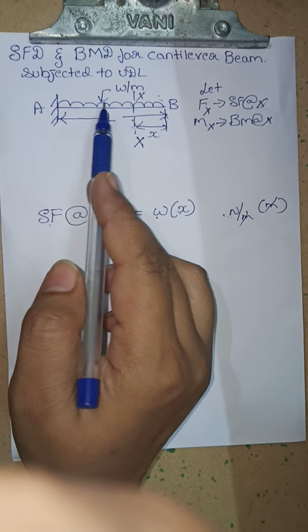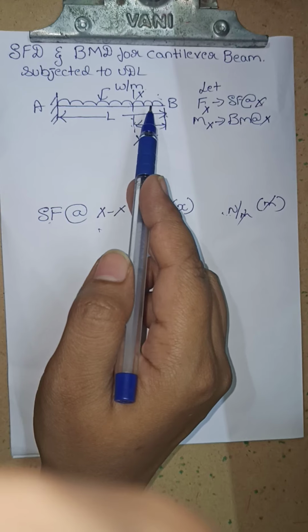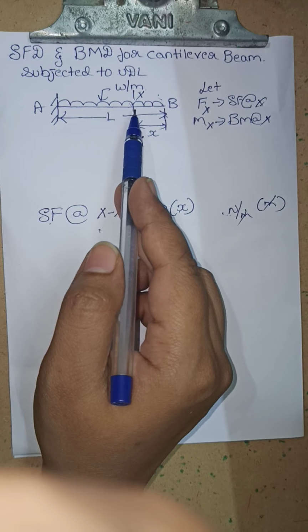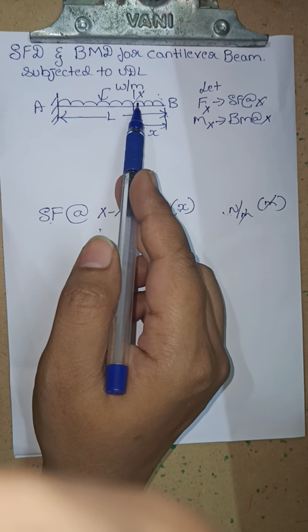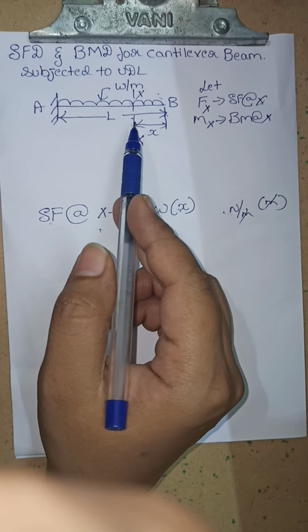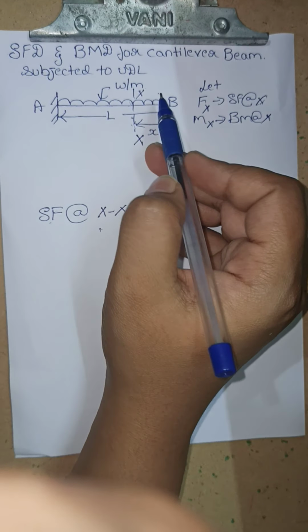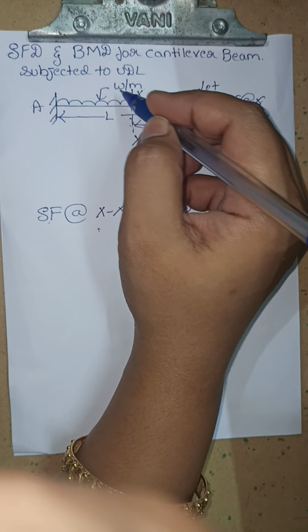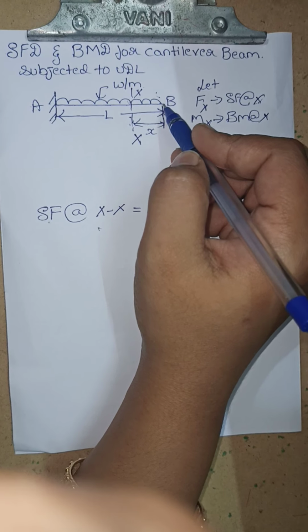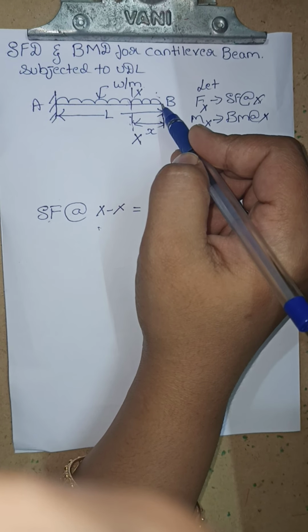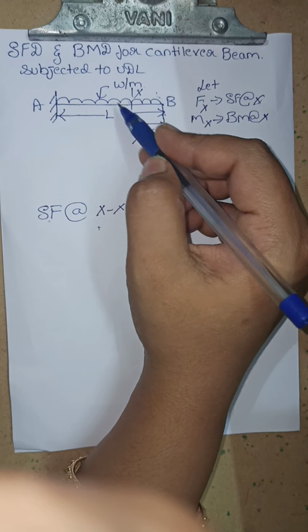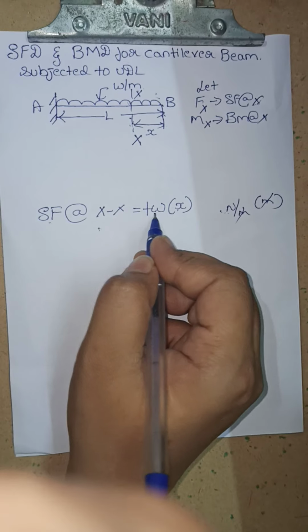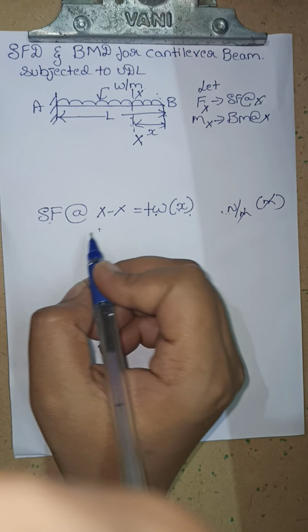So always while finding the shear force in case of a uniformly distributed load at any point, we are supposed to take the magnitude of the load multiplied by the distance over which it is acting. Since it is acting in the downward direction and we are considering from the right hand side, as per our sign convention, a right hand side downward force is considered positive. Therefore W into x is the positive variation.